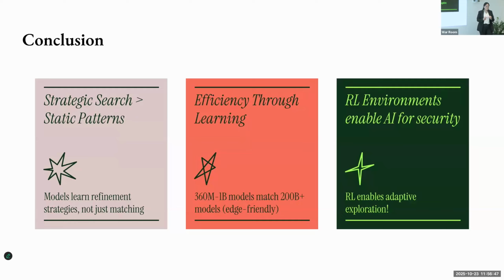Second is that 360 million or 1 billion parameter models definitely match 200 billion models. I'm sure all of us have really good resources right now, but definitely using smaller and compact models matches these really big models as well. And not only are they edge friendly, student friendly, mobile friendly, and every kind of friendly that exists, they're also really cheap. Third is RL environments enable AI for security.